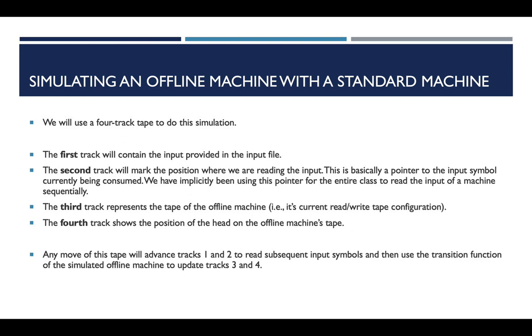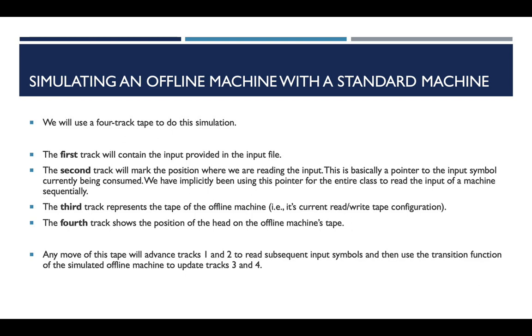As that machine is being processed, it will be passed into the transition function of the Turing machine, and then that transition function will update tracks 3 and 4 by updating track 3 with the character replacement that would happen on the offline machine's tape, and then updating track 4 to denote whether the read-write head is moved to the left or to the right. And then we could do whatever transition function we wanted to do from the offline machine.